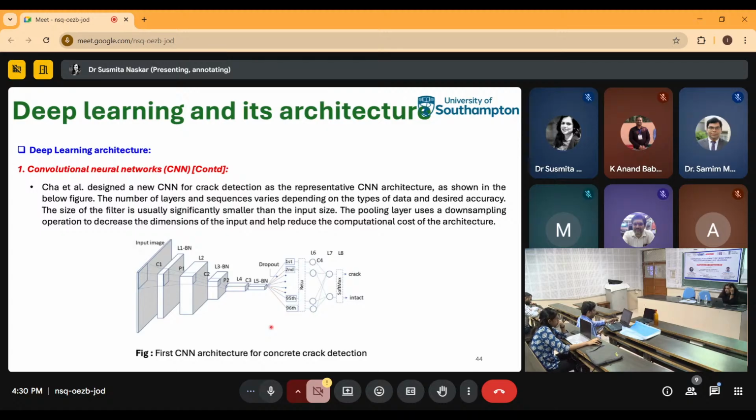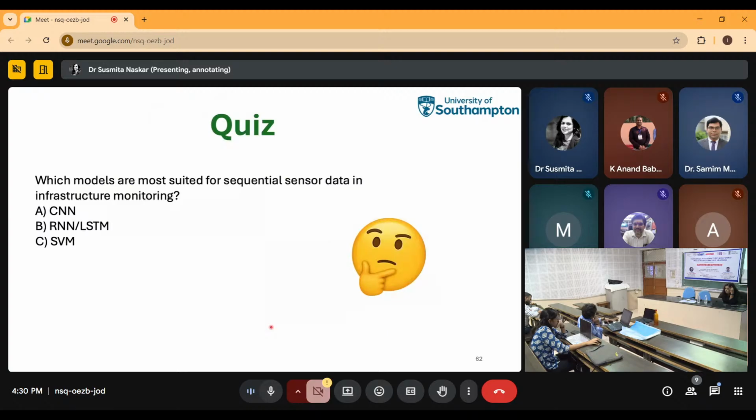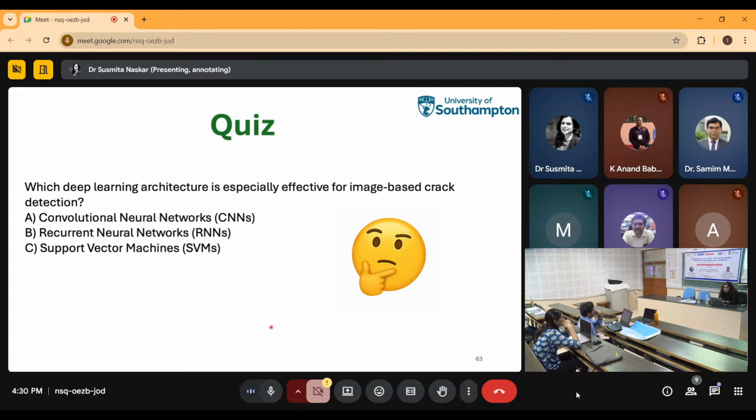So now let's try to do one or two of the quizzes. Let's see this one. Which models are most suited for the sequential sensor data in infrastructure monitoring? RNN, LSTM, right? How about this one? Which deep learning architecture is especially effective for image-based crack detection? CNN?